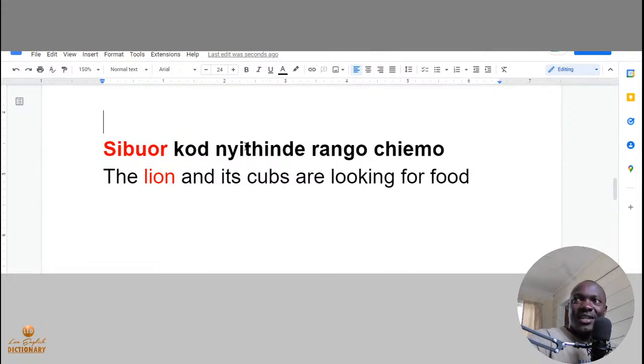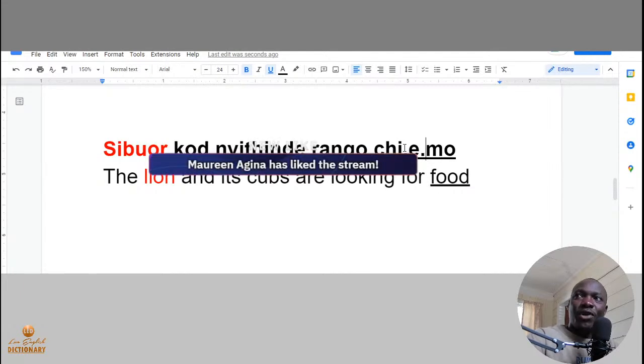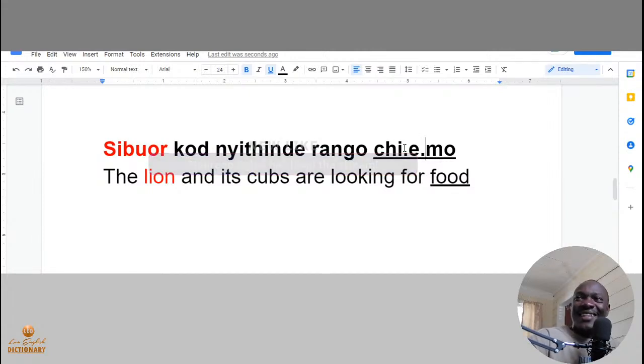So, Sibuor kod nyithinde rango chiemo. The lion and its cubs are looking for food. Food is chiemo. Food is chiemo right there, okay? Food is chiemo. Chi-e-mo. It is difficult to get chi-e-mo.